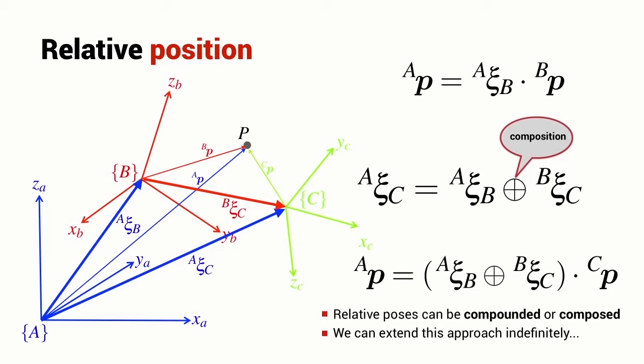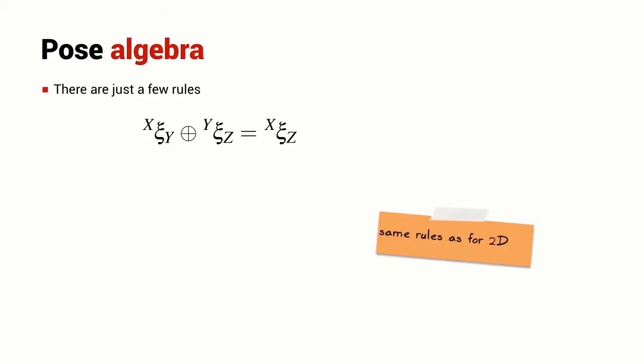And once we've compounded these two relative poses, now we have the relative pose of frame C with respect to A, we can write an expression for the vector with respect to frame C and the vector with respect to frame A, and we can extend this approach indefinitely. We've introduced a pose algebra, and there are just a few simple rules, and these are exactly the same rules as for the two-dimensional case. The actual implementation of psi differs between the 2D case and the 3D case, but when we deal with it in terms of the abstract symbol psi and abstract operators, the rules are absolutely identical.